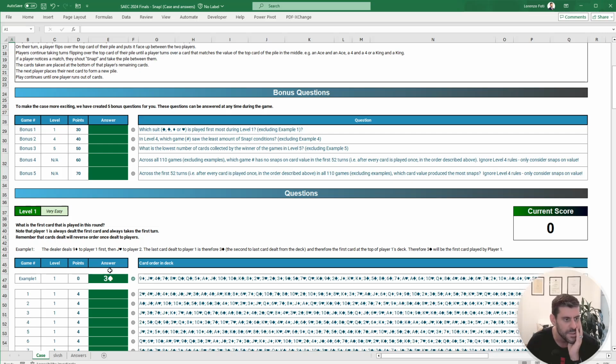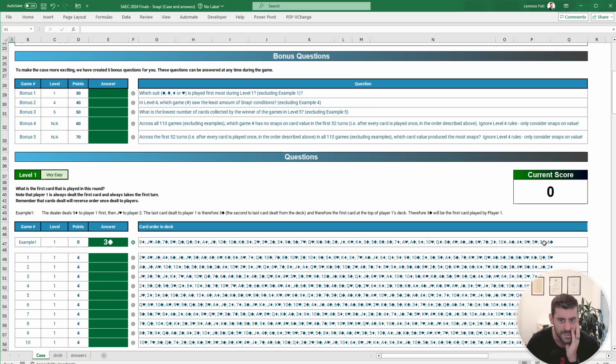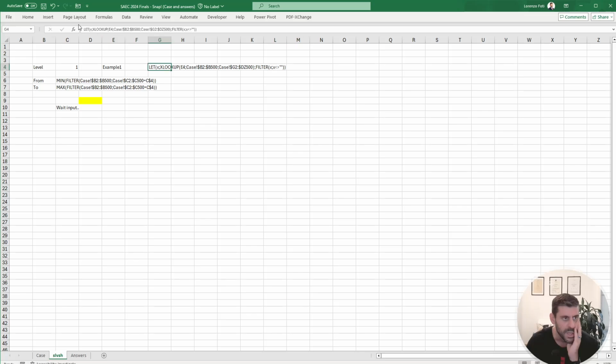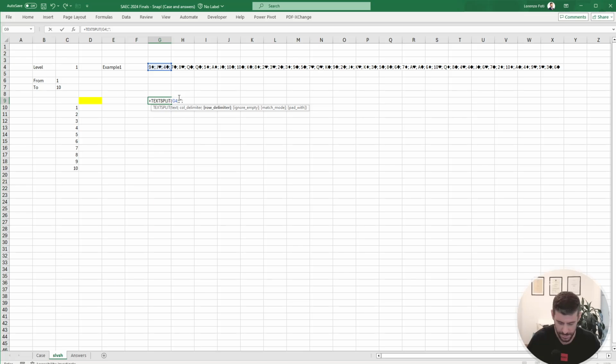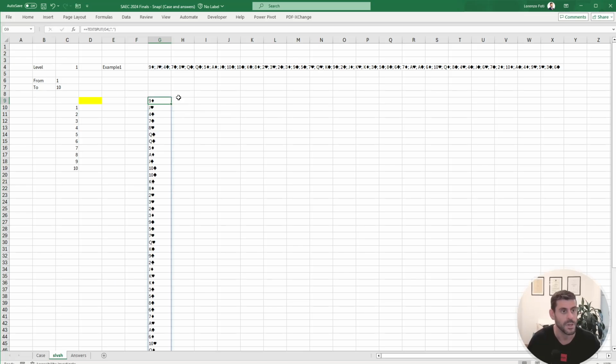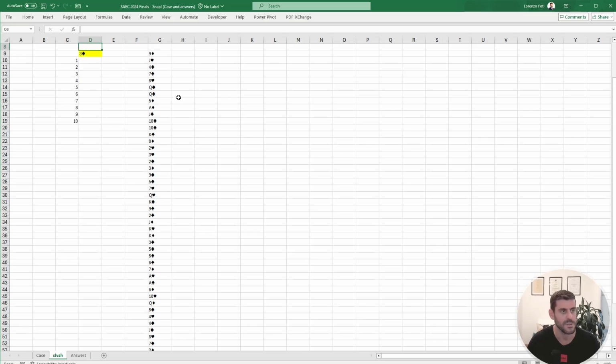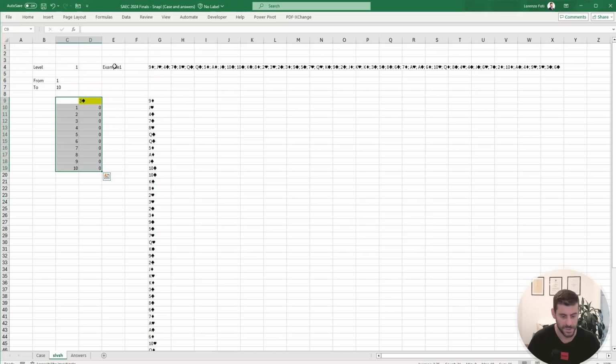Let's see. What is the first card that is played in this round? Player 1 is already the first card and always takes the first turn. Remember, the cards will reverse order. So basically asking not for the last one but the previous compared to the last one. Maybe let's go directly to the model, because you can do that also from there, but honestly I see no point in doing that. Okay, so those are the cards. So now you are just asking me this card, which is always the first card for player 1.